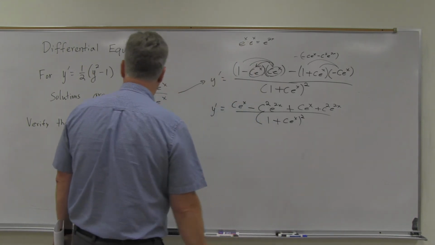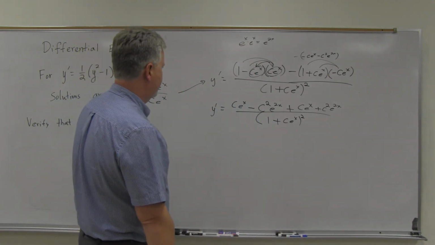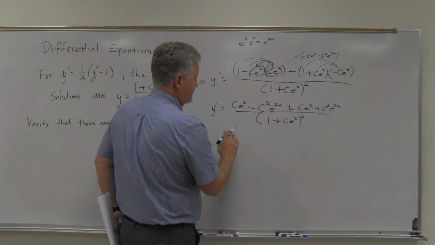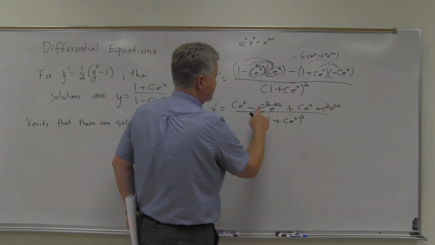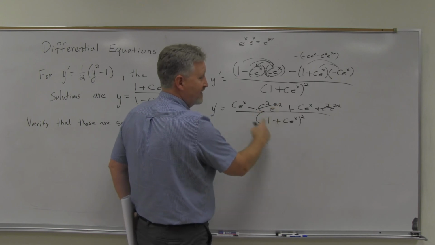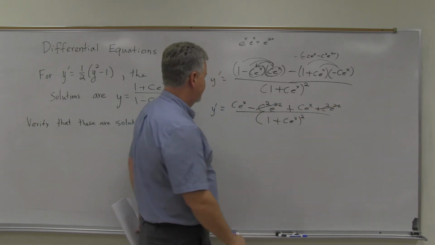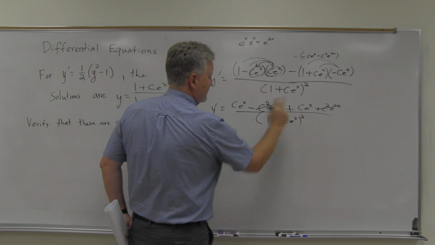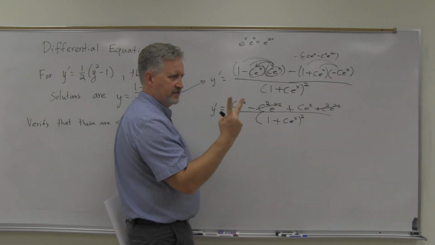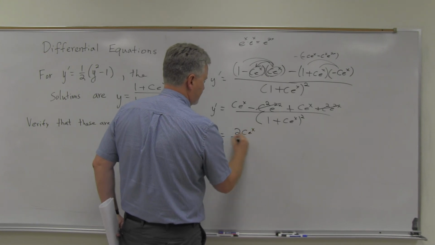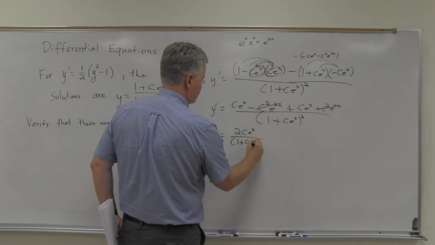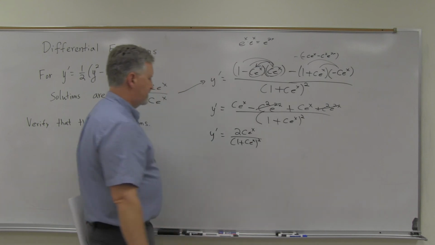I won't say this is the hardest part of this, but oh, look at that. C squared e to the 2x, you've got a minus 1, you've got a plus 1. Now these, you've got c e to the x plus c e to the x, so that's 2c e to the x, right? Okay, so I think I'm done there.